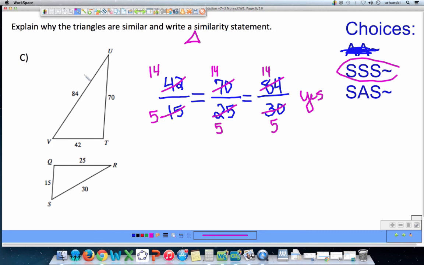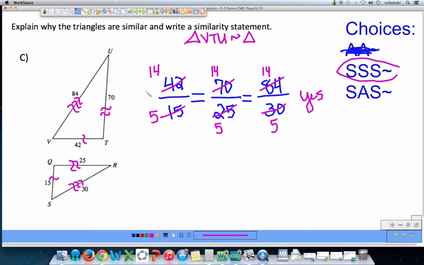So let's write it out here. The first triangle, VTU, is similar to triangle, make these line up. Now this is the most difficult kind because there's no angle markings here. But let's realize that this 84 right here is the longest side and it matches with the 30. And this UT here is the middle side and it matches with the 25, etc. The shortest side goes with the shortest side.